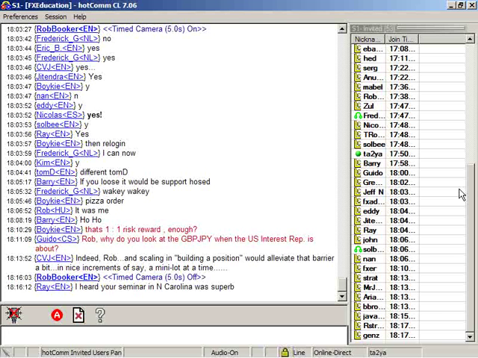So it doesn't matter. Indeed, Rob, and scaling in and building a position would alleviate the barrier a bit in nice increments of, say, a mini lot at a time. CVJ, that is awesome. Scaling in is the way to go. Ray says, I heard your seminar in North Carolina was superb. And Ray, let me tell you, it was.